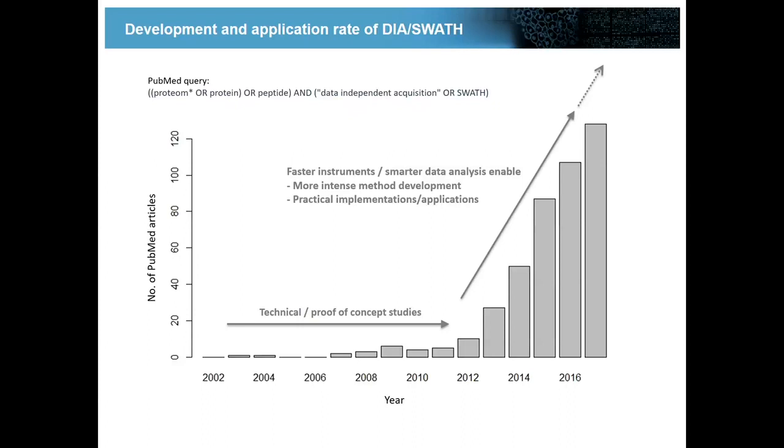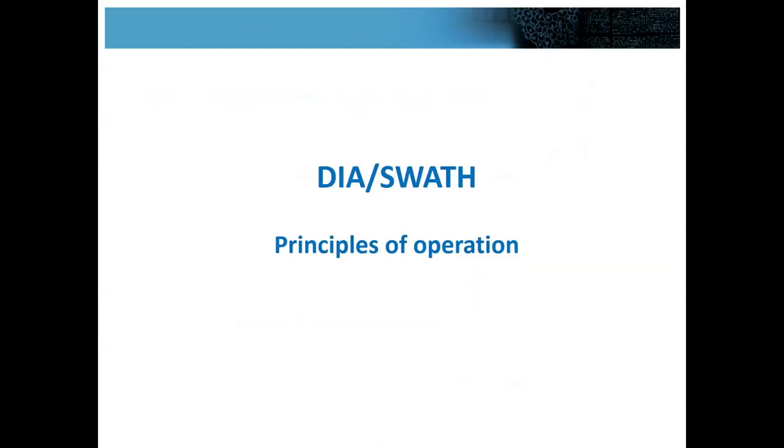Essentially what happened was that we got faster instruments, but we also got smarter data analysis. So the algorithms got better and people thought of better ways to interrogate this kind of highly complex data. This led to a lot more intense method development, and now I would say we have practical implementations and people doing a lot of application-focused studies. The number of citations is still relatively small compared to other areas in mass spec-based proteomics, but it certainly seems like an upward trend.